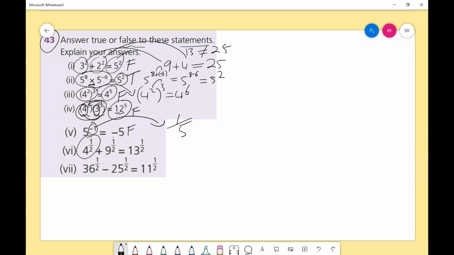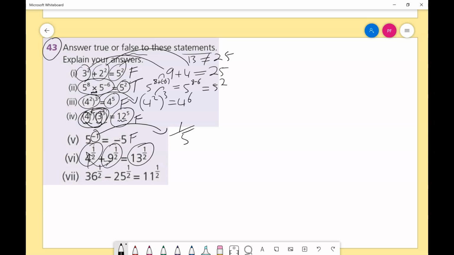4 to the power of a half plus 9 to the power of a half equals 13 to the power of a half. Well, again, they're asking you, can I just add these numbers? No, I can't. But even if we evaluate it, we can see it's not true. Power of a half means square root. So they're saying the square root of 4 plus the square root of 9 equals the square root of 13. Square root of 4 is 2, square root of 9 is 3, square root of 13 is 3 point something, and so 5 is not equal to 3 point something, so that's false.